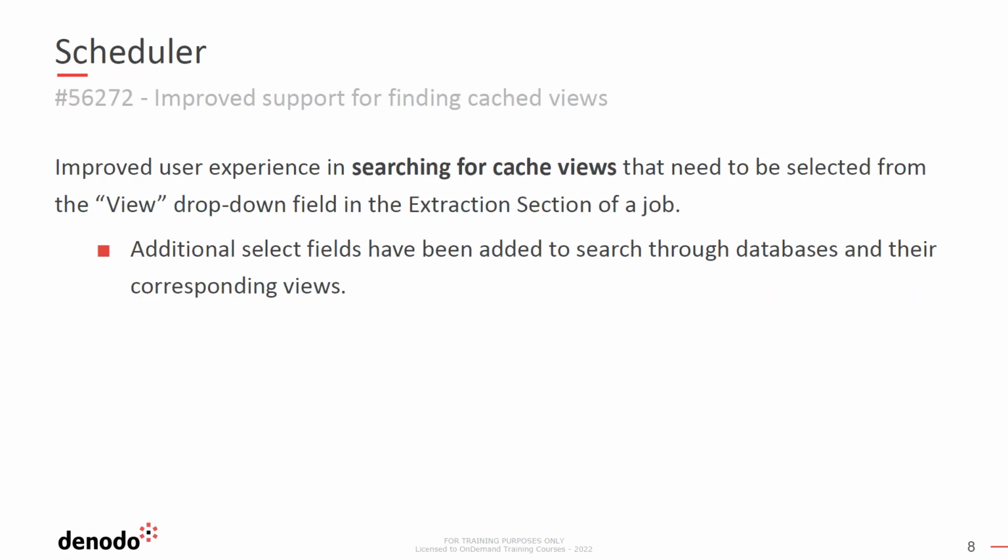Another addition to the scheduler with this update is, when searching for cache views that need to be selected from the View drop-down field in the extraction section of a job, the graphical interface has been improved to provide easier searching for the desired view. There are now additional fields to select the database and views belonging to the database when choosing the cache view.